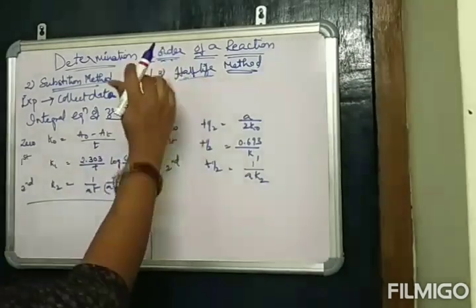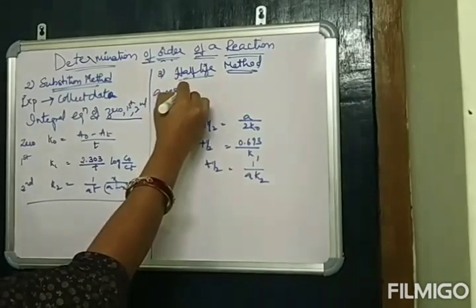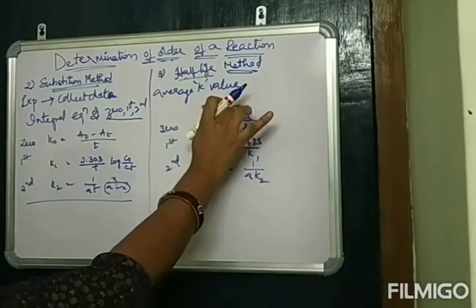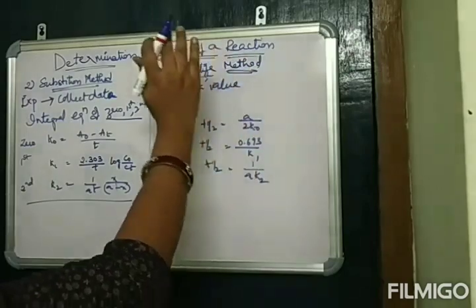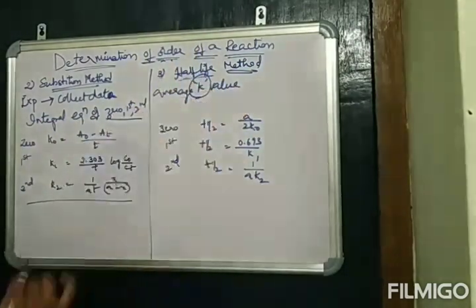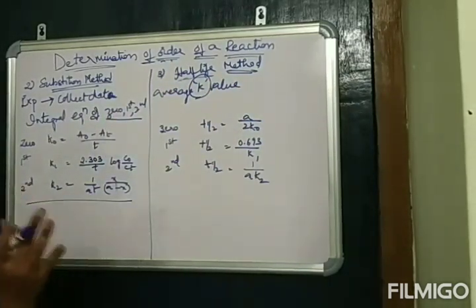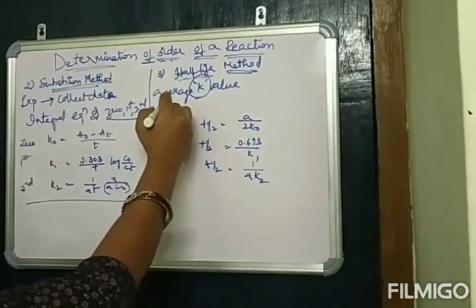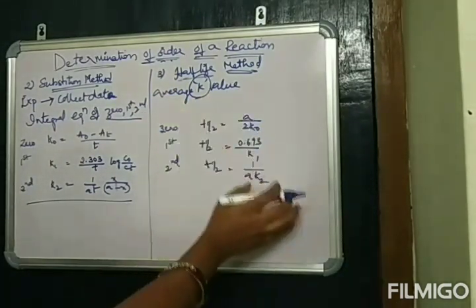And next one is half-life method. Third one. In this we have to calculate the average k values using the data for zero order, first order and second order by using substitution method or else graphical method. We have to find out the k values, average k values. And then we have to estimate the t-halves for the time period of the kinetic study.